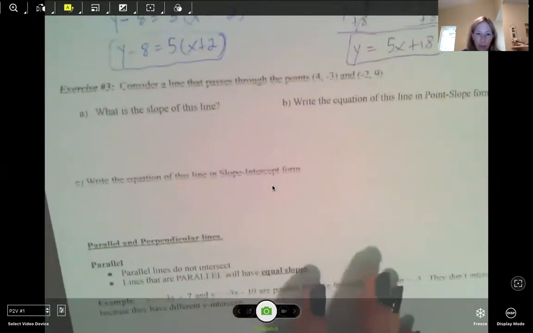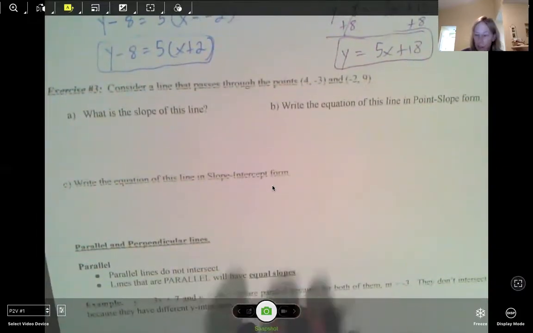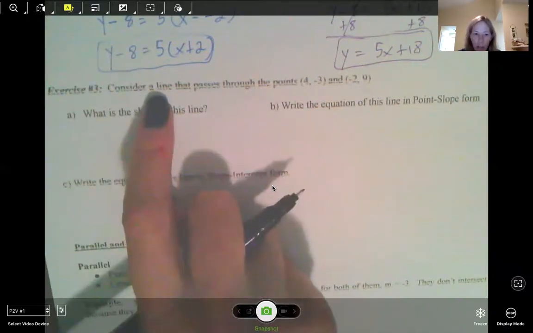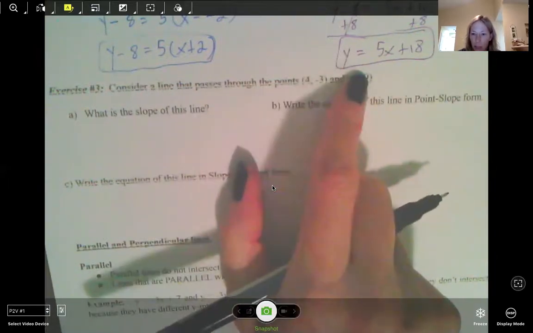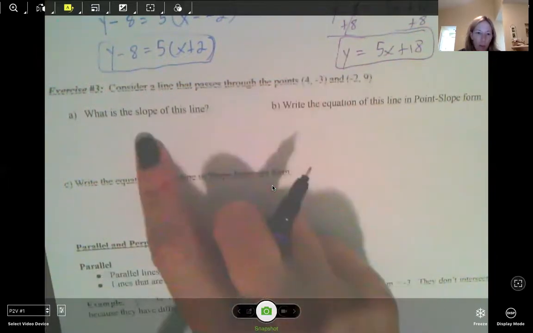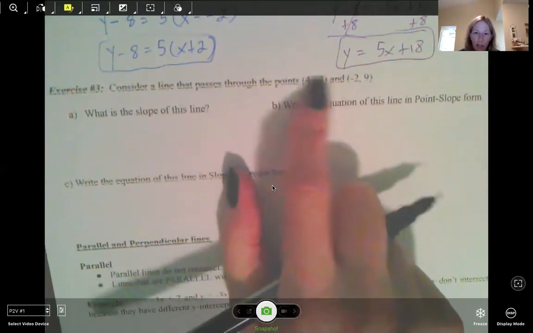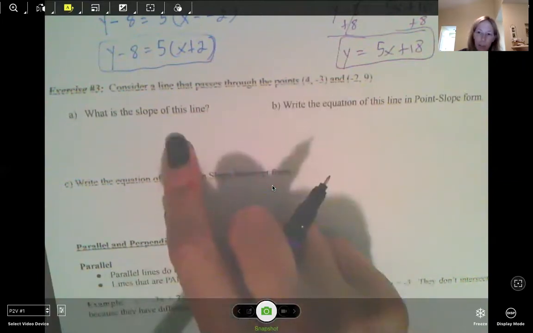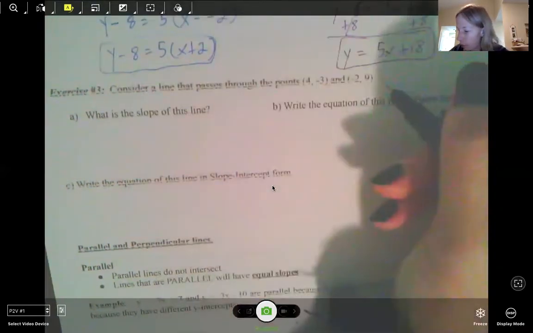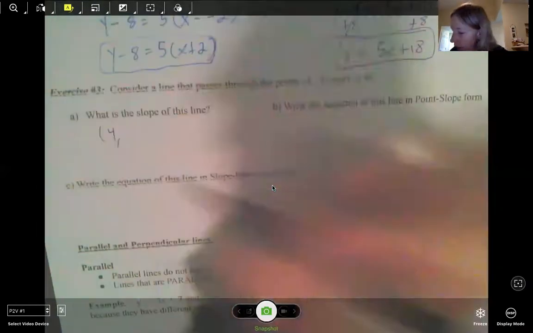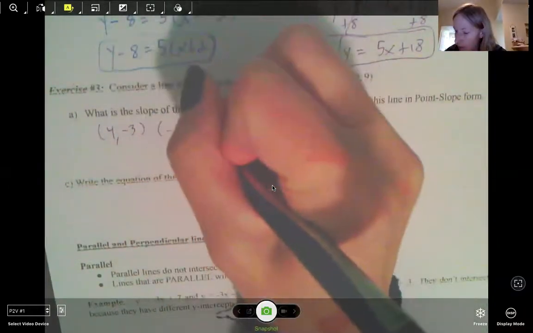The last problem, exercise 3, is probably the most involved problem, because if we notice here, they ask us to come up with an equation of a line, but they only give us 2 points on the line. They don't give us the slope. So the first thing we have to do is find the slope of these 2 points on this given line. This is why we spent last week specifically practicing finding slope. So if I rewrite these 2 points, I have 4, -3, and -2, 9.